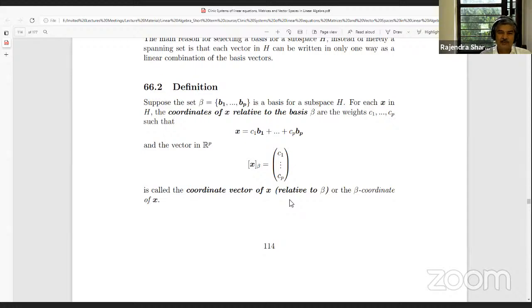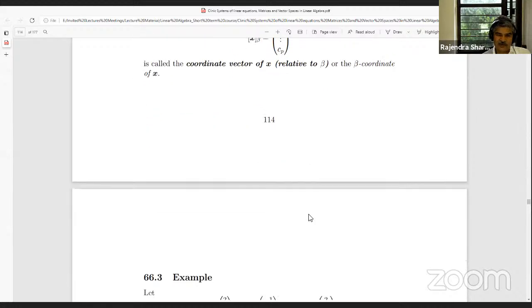So C1 V1 plus, say, C2 V2 plus C3 V3. And these coefficients, if you just retain them and write them as a vector, then this is the coordinate column vector of X, the vector, with respect to the basis B. This is the basis B. So this is what is called the basis and the coordinates with respect to that.